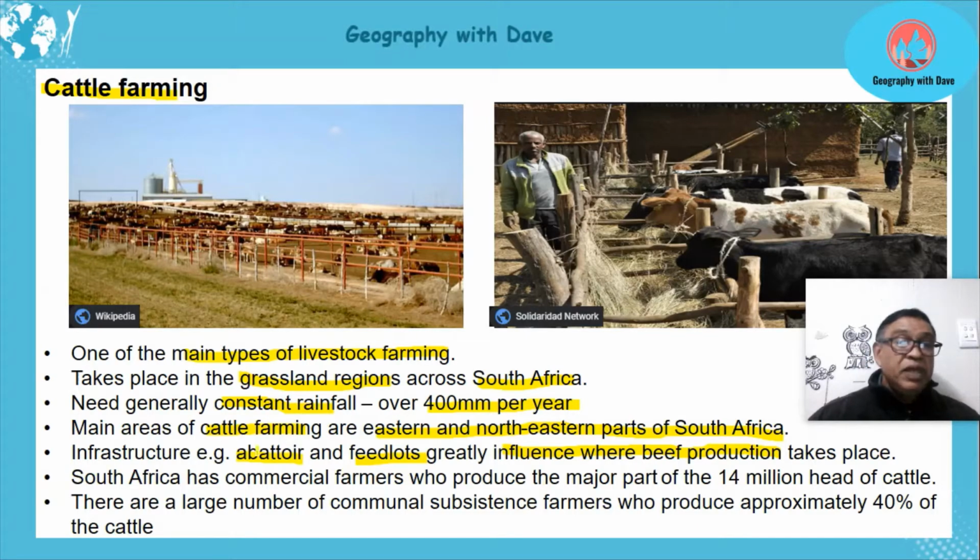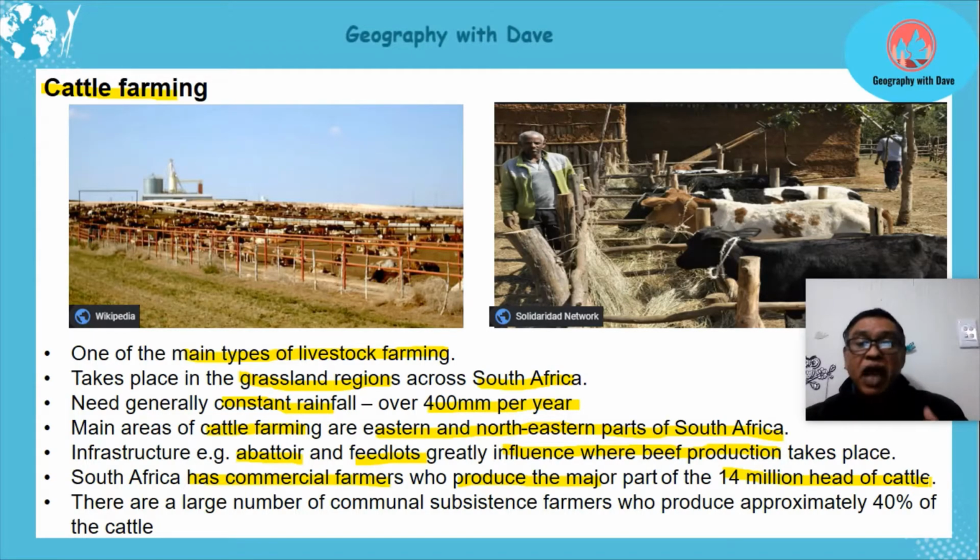Now, South Africa has commercial farmers who produce the major part of the 14 million head of cattle. Of course, this is an approximate number. Lots of cattle, eh? They play the biggest part in that, although they are smaller in number than the communal subsistence farmers.